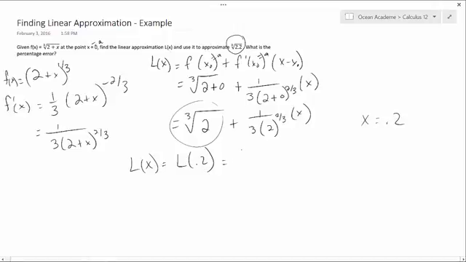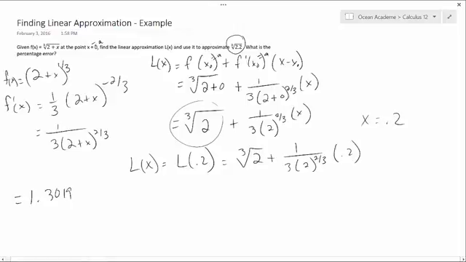So this will equal the cube root of 2 plus 1 over 3 times 2 to the power 2/3. And instead of x, we write in 0.2. Multiplying this all out, we get a value of 1.3019. That's our linear approximation.